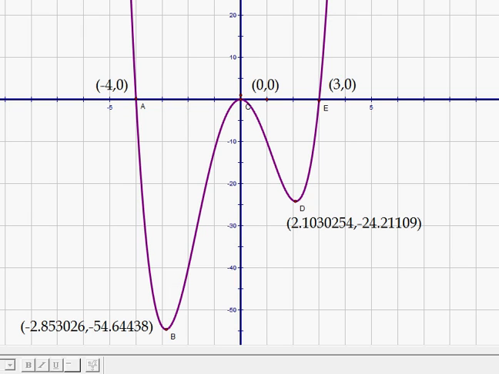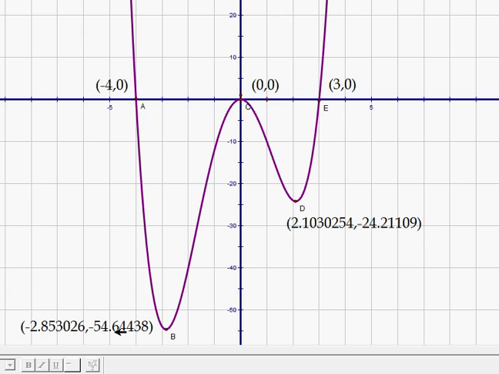So for my first interval, we imagine that this function goes on forever. So my most negative x value possible is negative infinity. So from negative infinity all the way to this x value, negative 2.853026, my function is decreasing. And then my function is also decreasing from 0 to 2.1030254. So those are my two decreasing intervals.